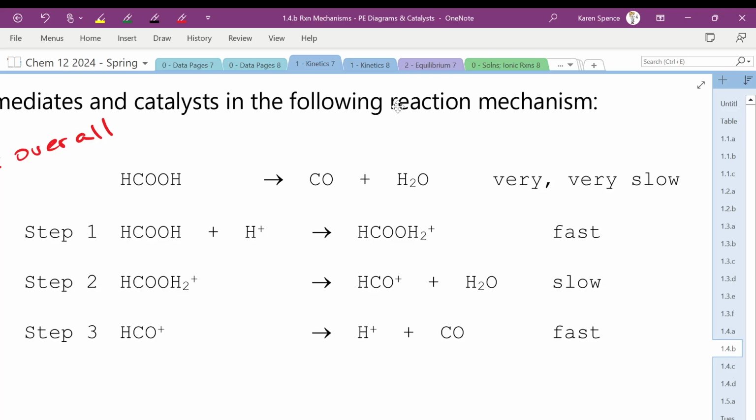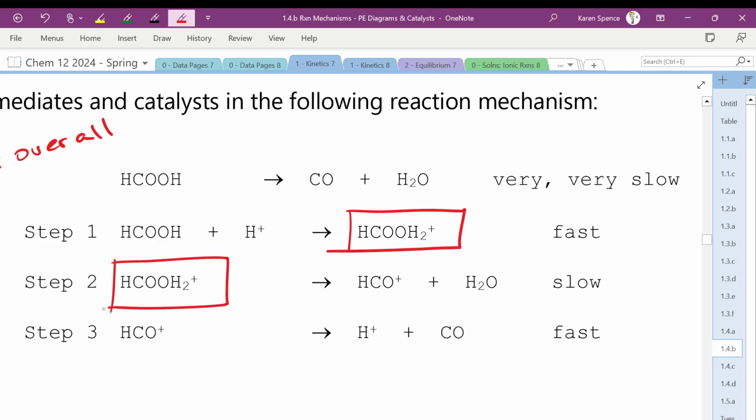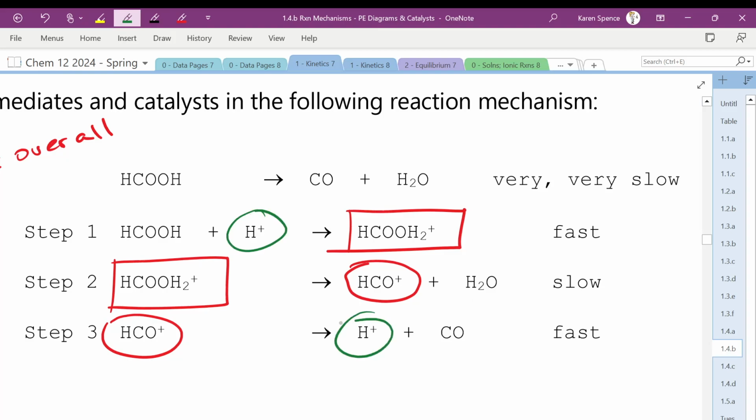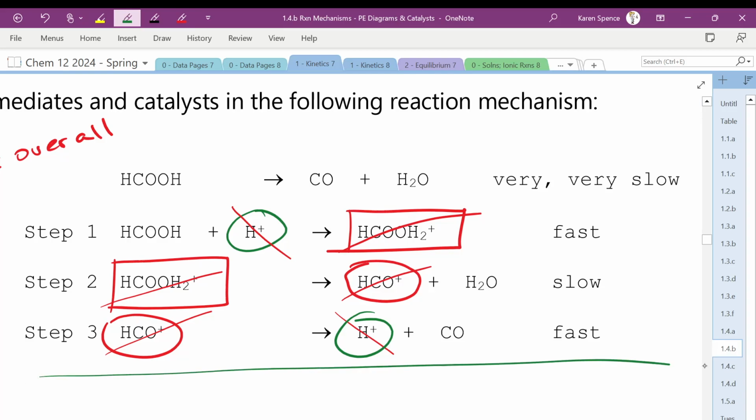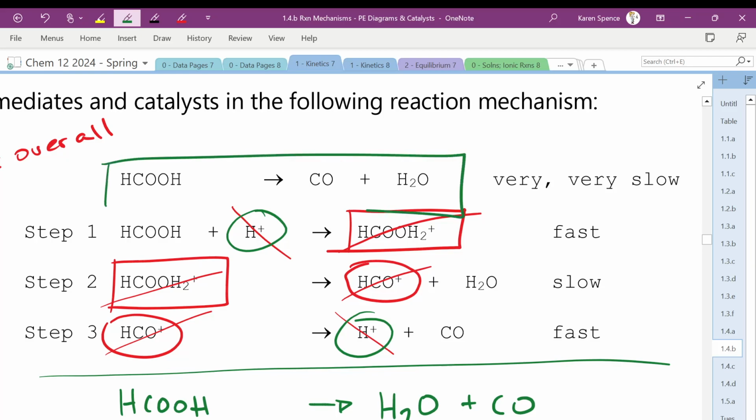Which one is a reaction intermediate? HCOO, H2 plus. Okay, so there is a reaction intermediate. There it is. Any other reaction intermediates? HCO. And do we have any catalysts? Yes, we do. We have an H plus. So when we go to add up our reaction, we cancel out our intermediates, and we also cancel out the catalysts because they appear on both sides as well. We add everything up and say, what do we have left? We have an HCOOH on the reactants, and in the products, we have an H2O and a CO. And that's identical to what we had before, so that's a good thing.